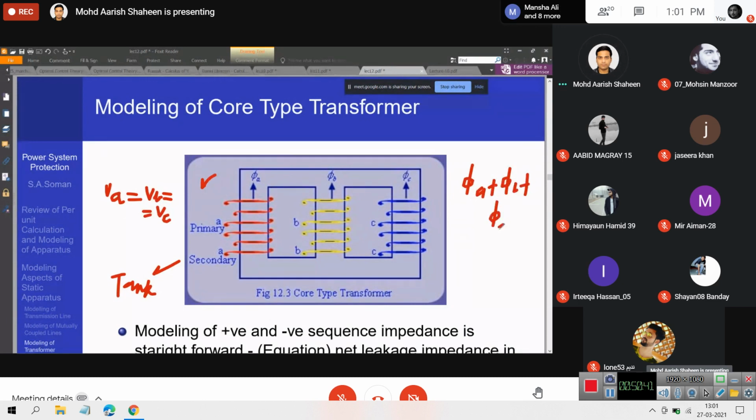ठीक है? That is obviously equal to 0 in this case. The reason is there is no outgoing path available. ये flux यहाँ leak out नहीं हो सकता है because I am assuming iron is ideal. अगर iron ideal है, वो अपने बाहर flux को नहीं जाने देगा. Is that clear?